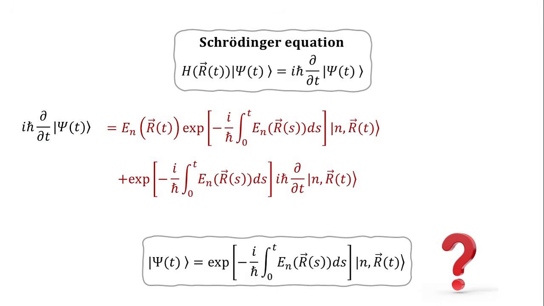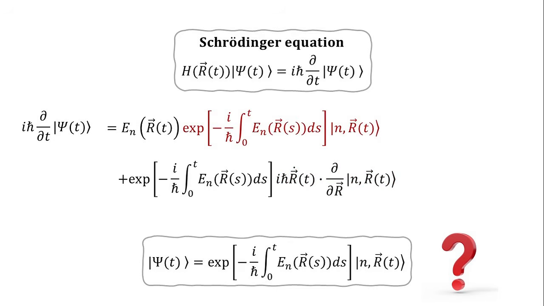Applying the product rule, we separate the terms into the differentiation of the dynamical phase and the differentiation of the eigenstate |n⟩. Now, let's focus on the partial differentiation of the eigenstate |n⟩. Using the chain rule, we can express it as the gradient of the eigenstate |n⟩ in the parameter space, dotted with the time derivative of the vector r. This term represents the rate of change of the eigenstate |n⟩.